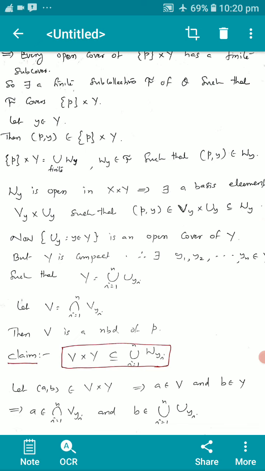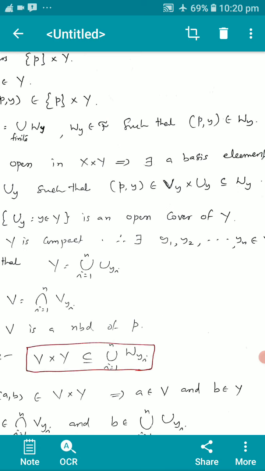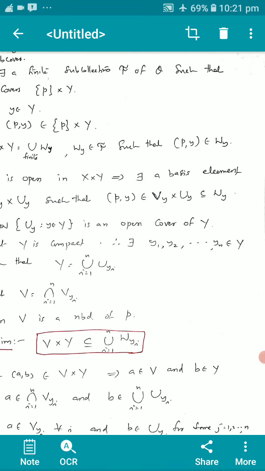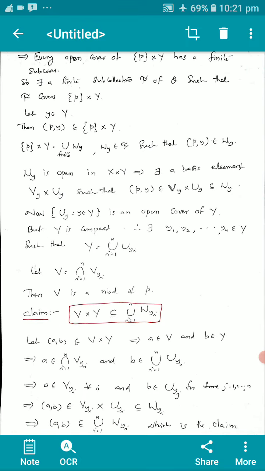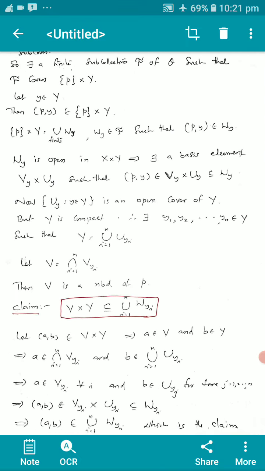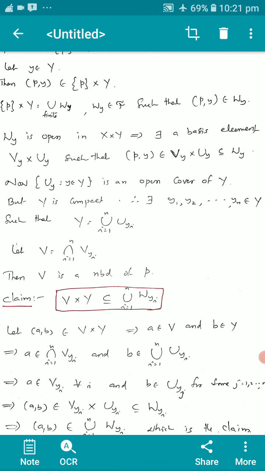Let y be a point in Y. Then (P, y) is an element of the set {P} cross Y, which is contained in the union of Wi, because you are taking a finite union, where Wi is in F such that (P, y) is in Wi. Wi is open in X cross Y, which implies there is a basis element Vy cross Uy such that (P, y) is in Vy cross Uy, which is a subset of or equal to Wi. Now the collection {Uy : y in Y} is an open cover of Y.